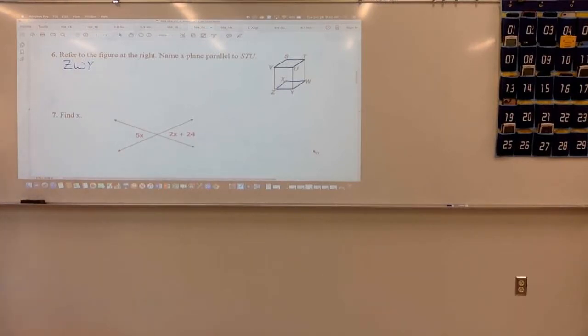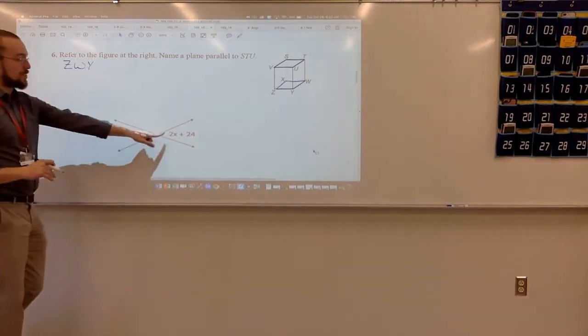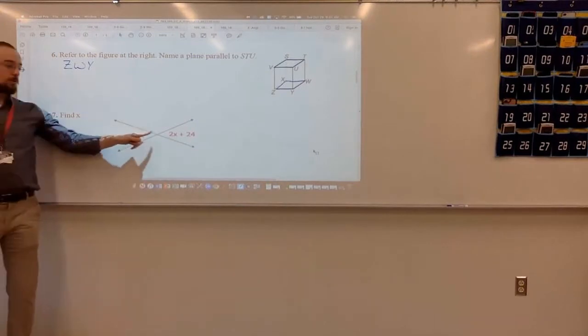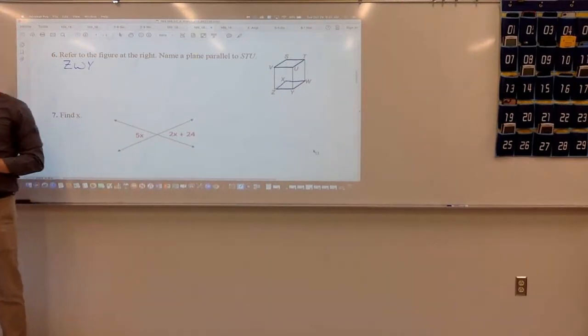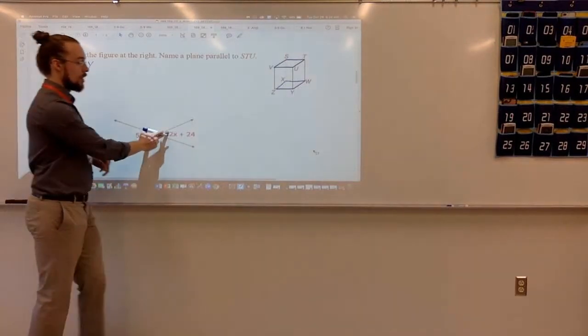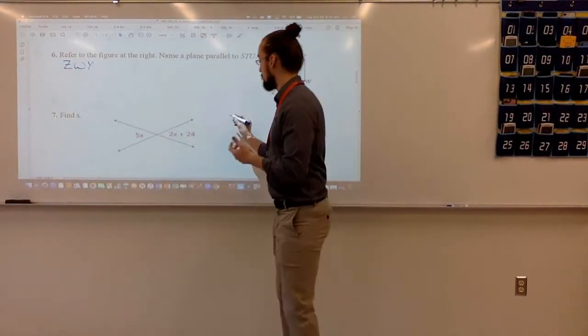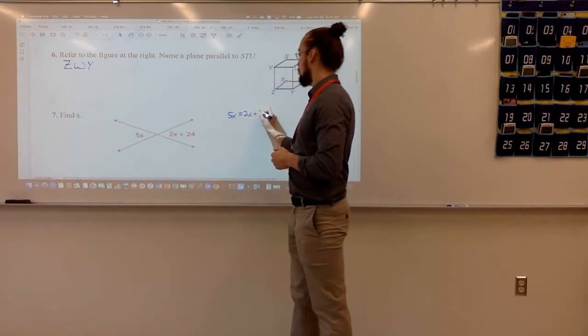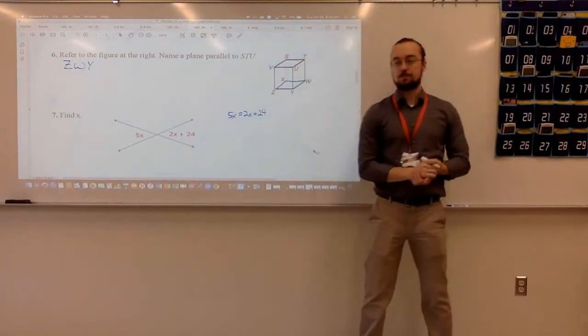For number 7, then, as Kodak just told us, these 2 angles would be equal to each other. What's the name of the relationship between these? Vertical. These are vertical angles. So we always set vertical angles equal to each other. So the setup would be 5x equals 2x plus 24.